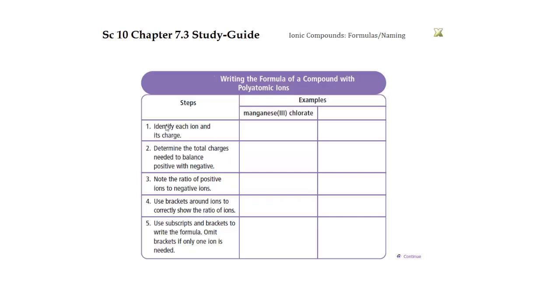So we're looking at a name, manganese 3 chlorate. Immediately you notice that chlorate isn't anything you're going to find on the periodic table. So that immediately tells you that it has to be on your chart of polyatomic ions. So you look at the chart, identify each ion and its charge. Manganese, they tell you in the formula, is 3+. Chlorate, you find on your chart of polyatomic ions, is -1.